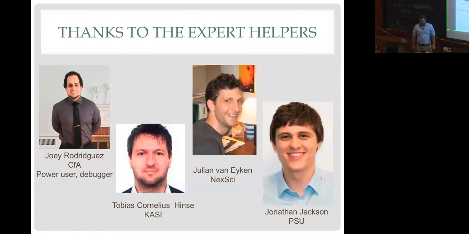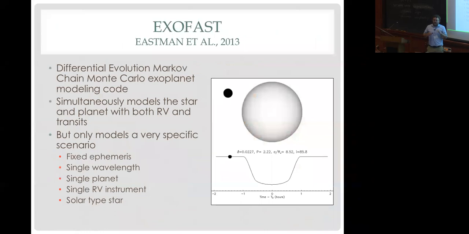Okay, so EXOFAST has been a pet project of mine for about a decade. And in 2013, I published the first version of EXOFAST that used a differential evolution Markov chain Monte Carlo to model a system in a globally consistent way. So it modeled the star and a planet with transits or radial velocities. And it did it in a nice globally self-consistent way.